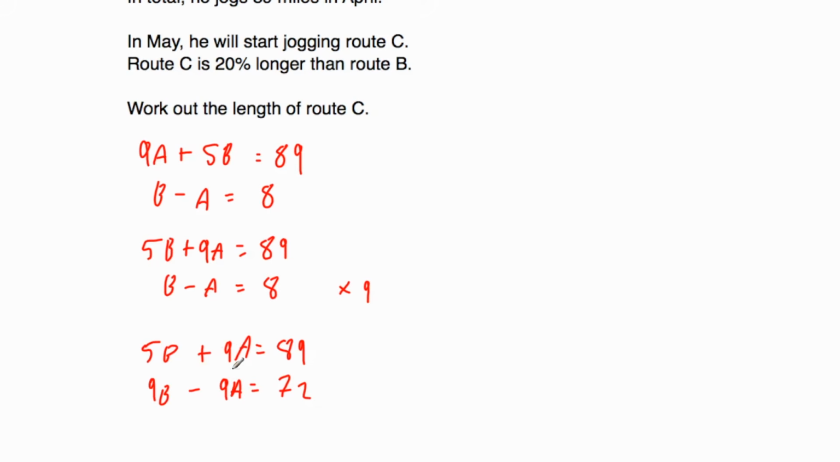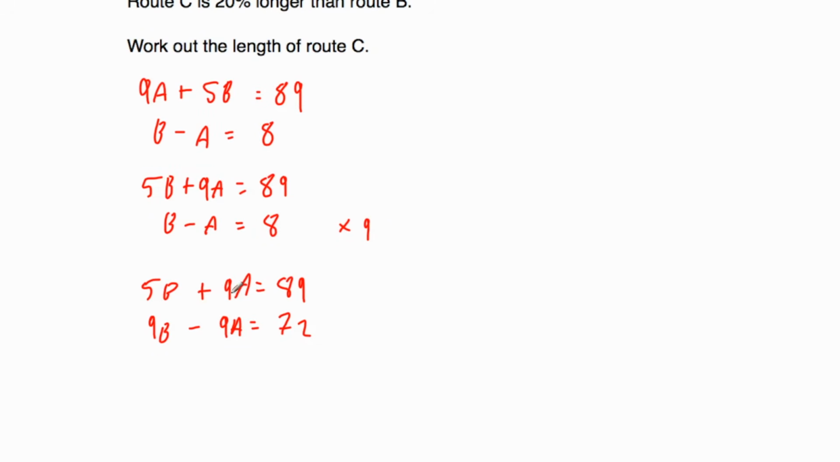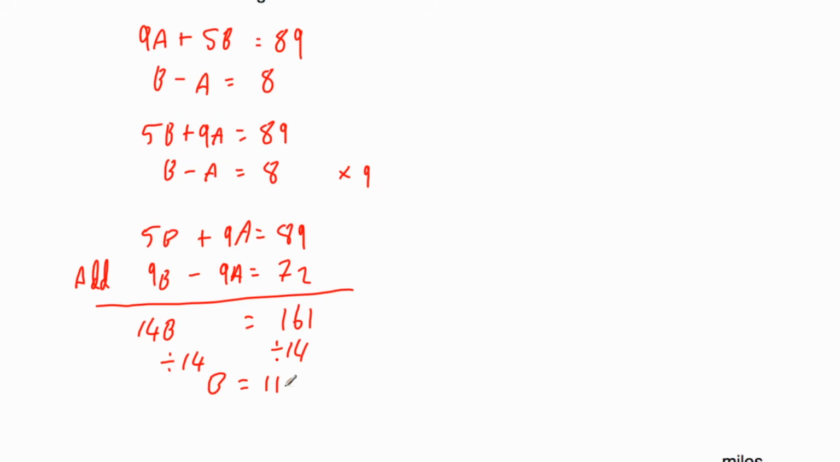We want to cancel the a's, so we're going to add these two equations together, because if we have minus 9a and we add 9a, that gives us 0. So let's add our two equations. 5b plus 9b is 14b. We've got our negative 9a and we add 9a, that's 0, so the a's cancel out. And then we've got 89 plus 72, which is 161. So that's equal to 161. Now let's divide both sides by 14. We're going to get b is equal to 11.5.